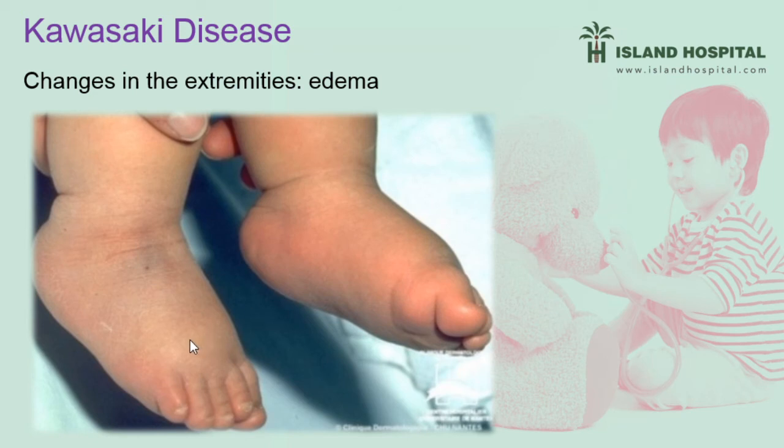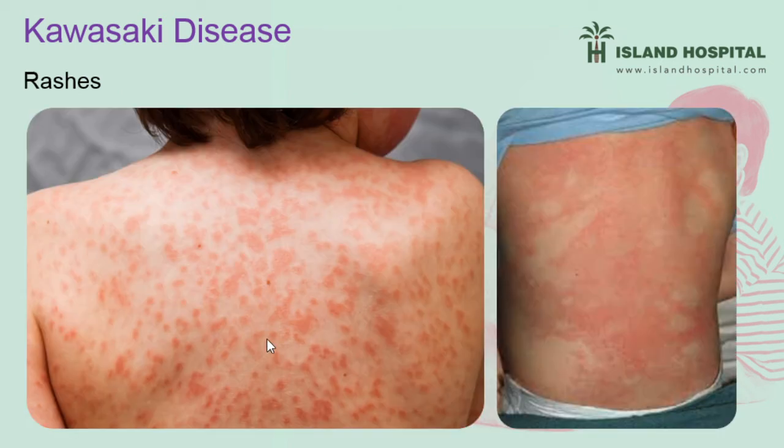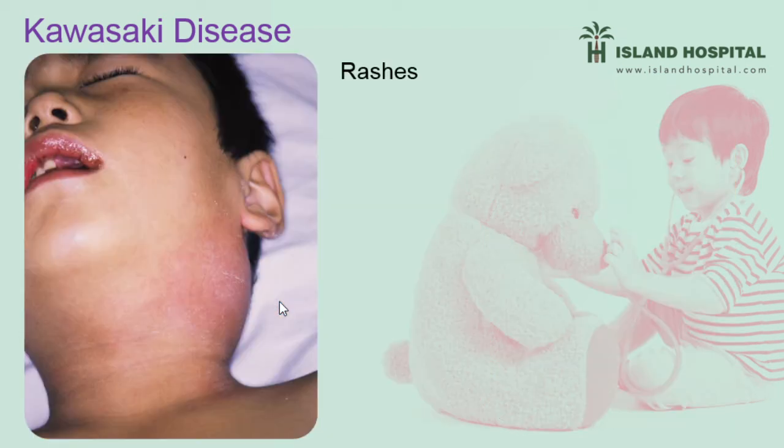Then we look for swelling of the limbs, extremities, the feet and the fingers. They can get a rash on the trunk, any type of rash. And sometimes what you get is a swelling in the neck.